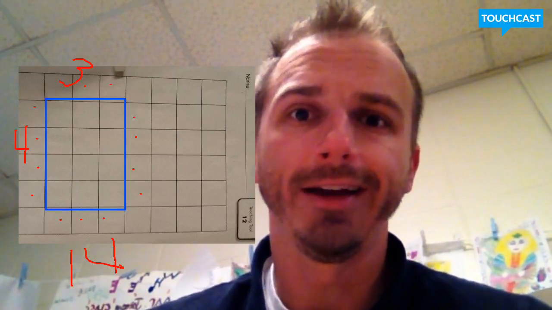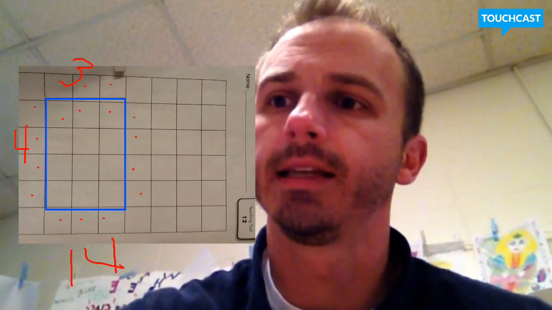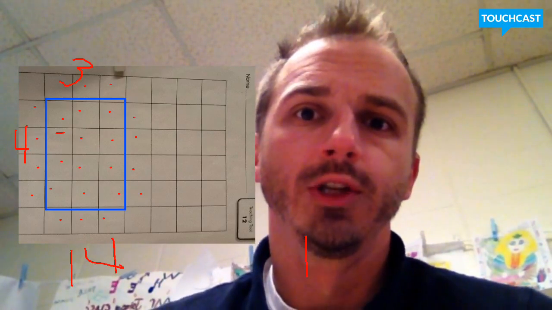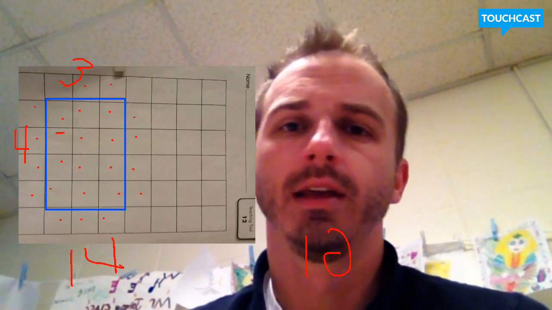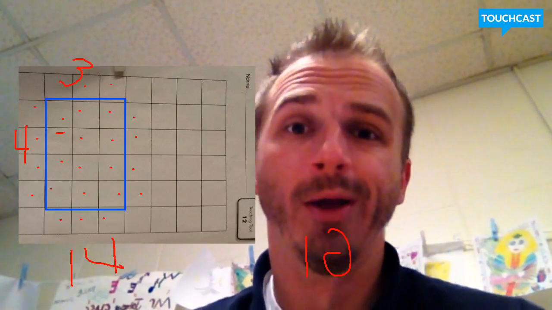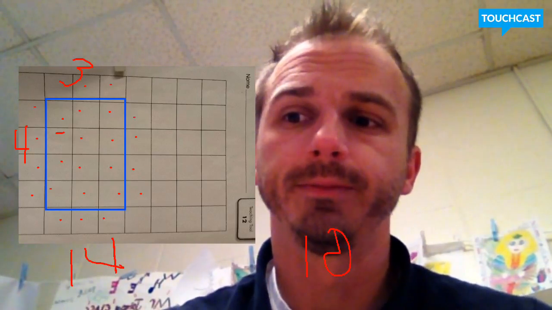Now let's look at the area inside. 1, 2, 3, 4, 5, 6, 7, 8, 9, 10, 11, 12. So that one has an area of 12 square units. And so the numbers are close, but they're going to have different units or different lengths. And so being able to determine and remember which is the way to measure perimeter and which is the way to measure area.